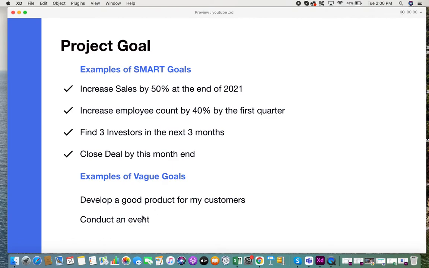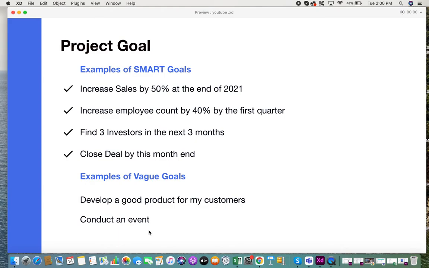Looking at the second example, conduct an event. What is the event? When is the event to be conducted? How many people are to be invited? Who are the people to be invited? What is the event about, and what is the agenda of the event? Nothing is known. It's just very vague. So always make sure that your goals are very smart and not vague.